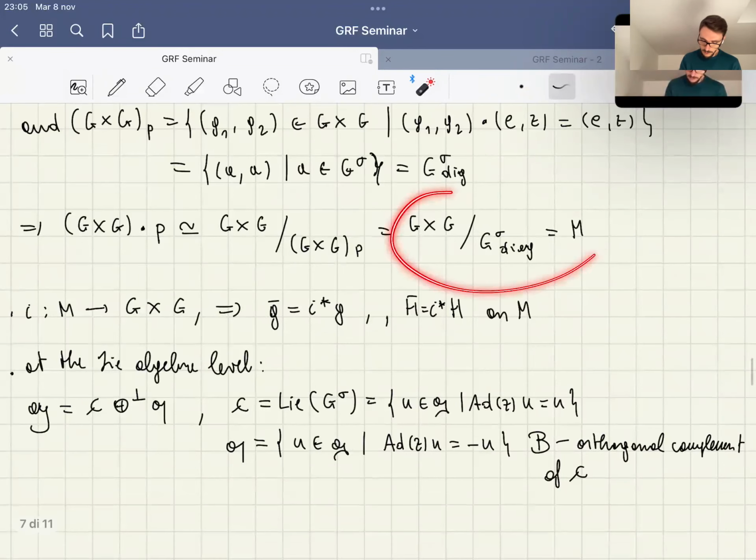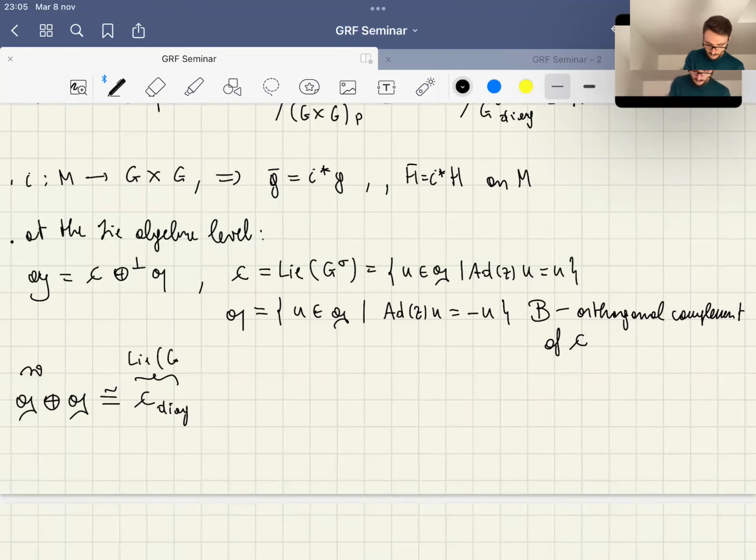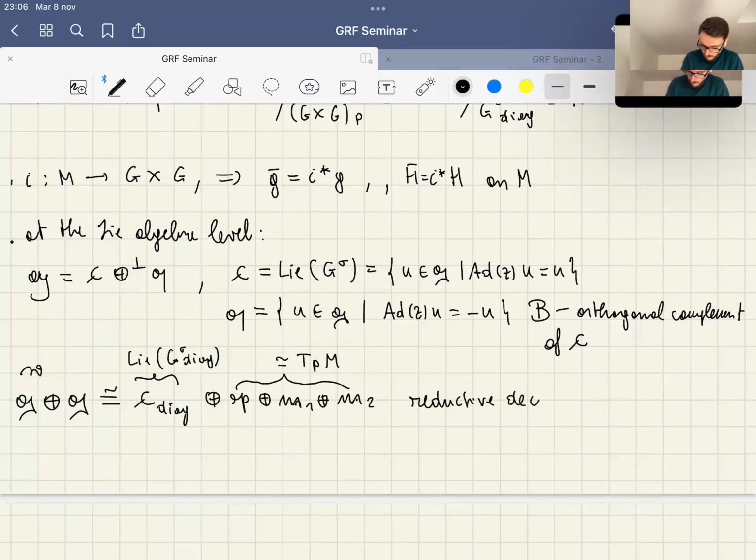If we consider now the manifold M with this presentation, what we have is that at the Lie algebra level, we have the sum of g with itself, the algebra of G with itself, and this splits as the algebra C diagonally embedded, which is the algebra of G sigma diagonally embedded inside g cross g, plus three summands, which let's denote by P, M1 and M2. And these three summands give the tangent space to the manifold M at the point, so they can be identified with the tangent space. So this is a reductive decomposition.